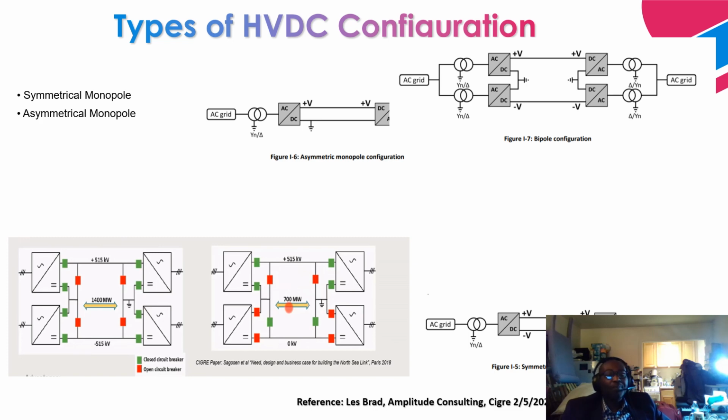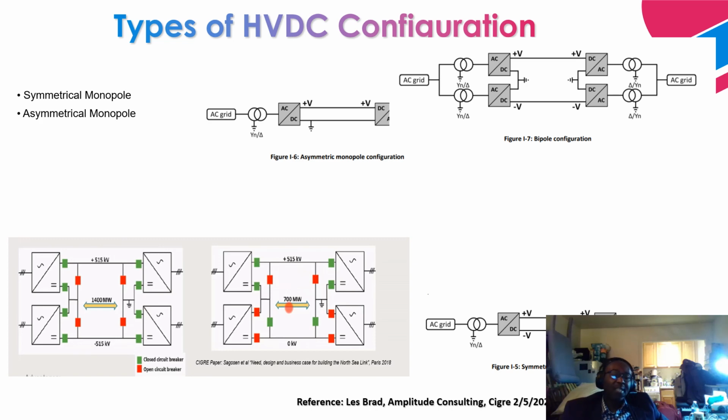Next is asymmetric monopole. For asymmetric monopole, the poles are not similar, right? So you can have a positive pole or a negative pole, and the most popular one that is utilized is a negative pole, right? Because the negative pole basically requires less insulation, and less insulation basically translates into less cost.